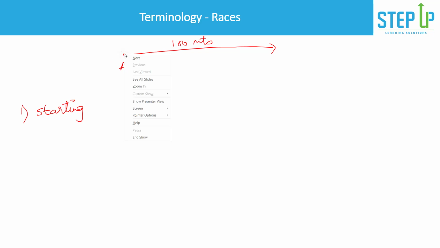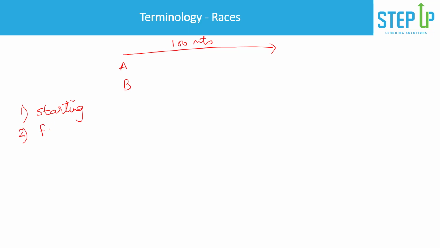So let's get started. First, I'd like to focus on the concept of races, and in this, the basic terminology. Let's imagine that there is a 100 meters race, and let's say A and B are participating in this race. There are basic terminologies you need to understand before you attempt these questions. One, and this is all common sense, is the starting point. This is the starting point, where the race starts from.